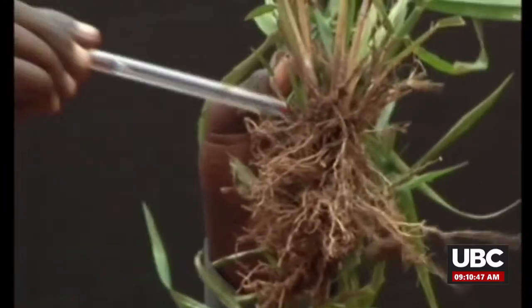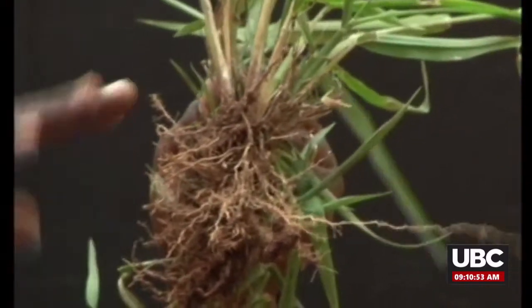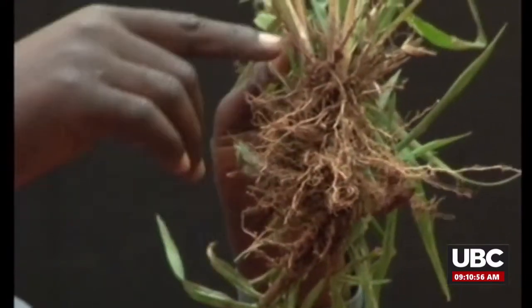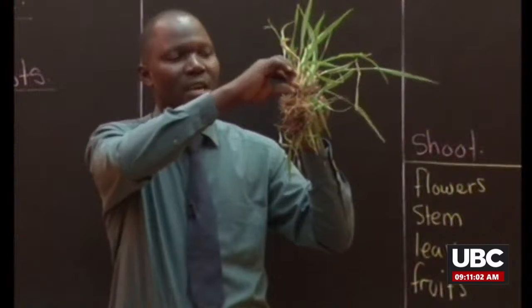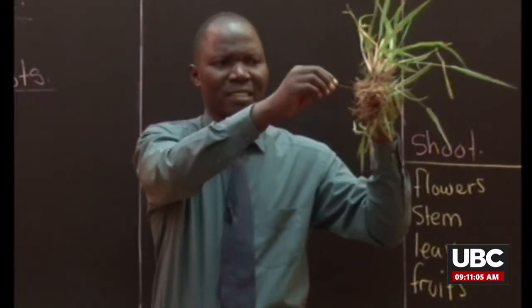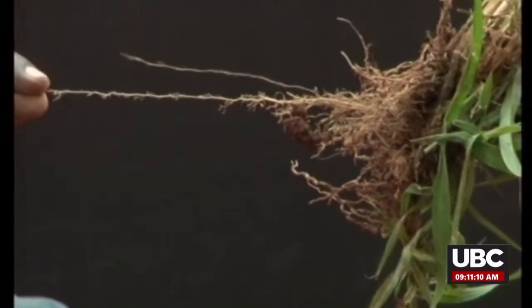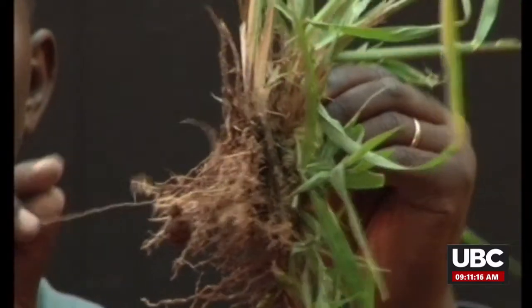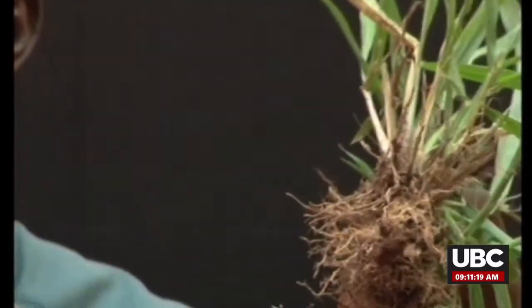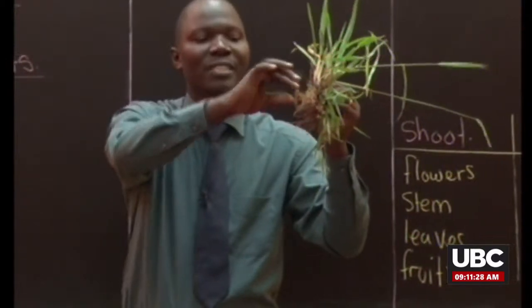There is no big root. They are all coming from a common point. And then, when you look at the roots, look at the size of this root. Look at the size of that root. Look at the size of this root. What do we realize? What do we see? They are almost of the same size.